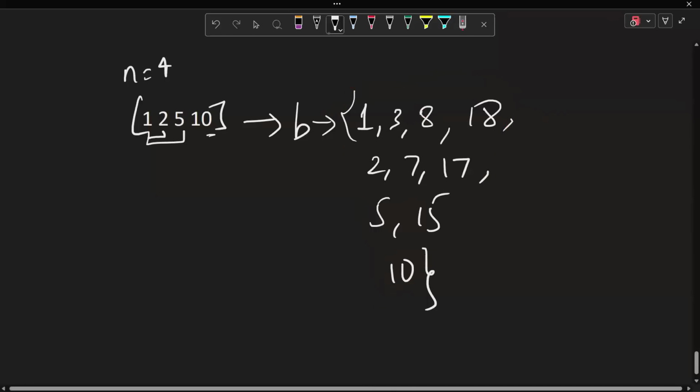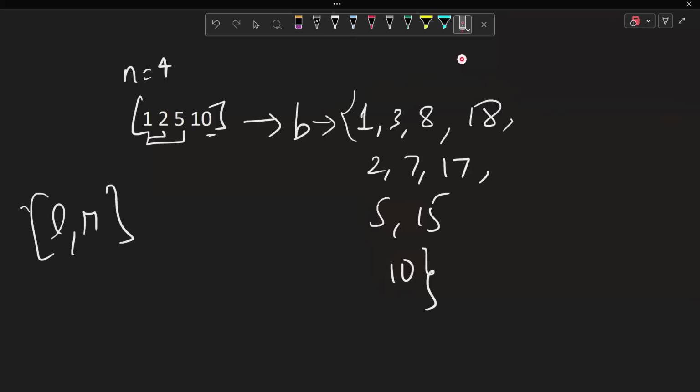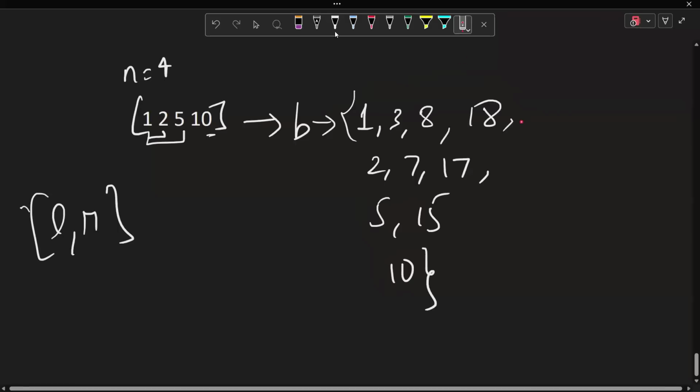Now, for every query, you would have a range from L to R. You need to find the sum from index L to index R. Okay, let's say L is 4, R is 9.